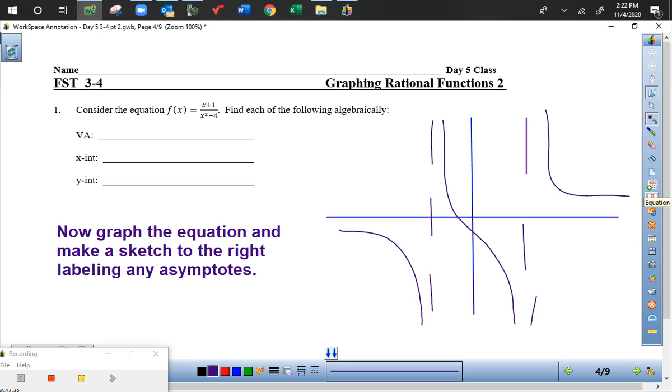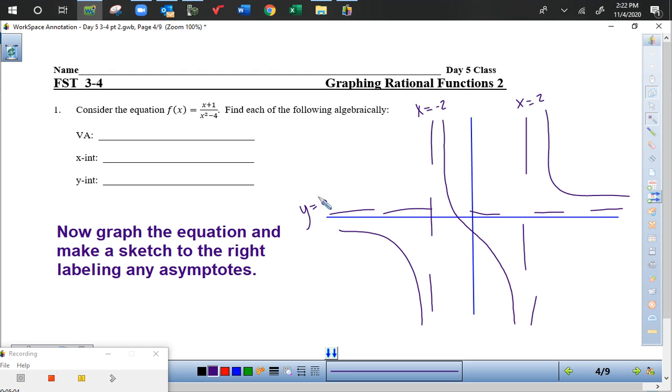Our graph looks something like this. We had x equals negative 2 and x equals 2. There actually is a horizontal asymptote here at y equals 0.